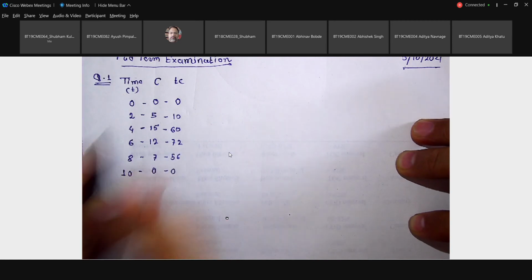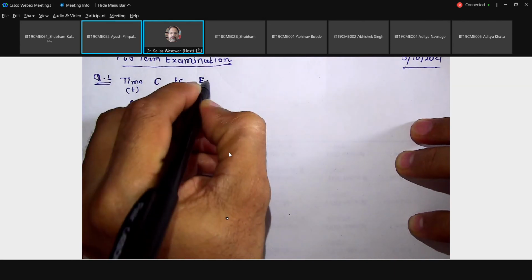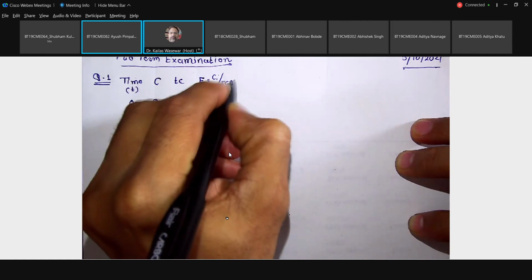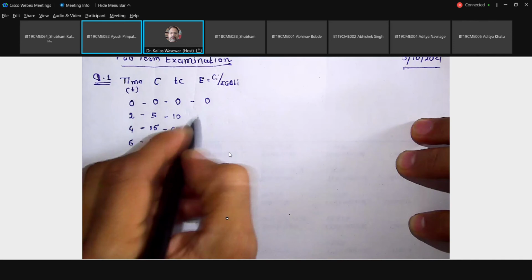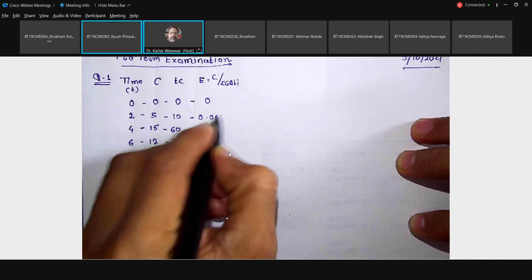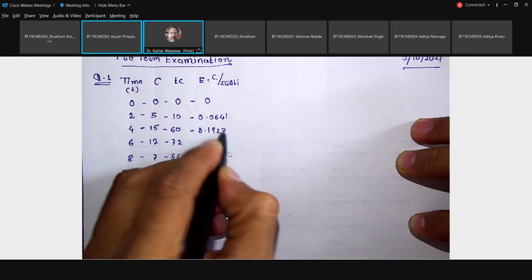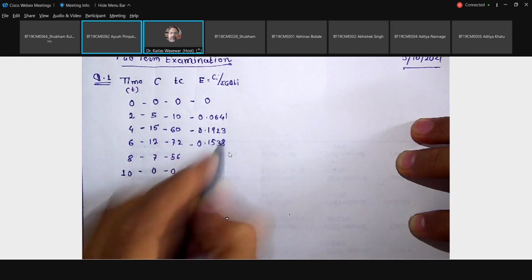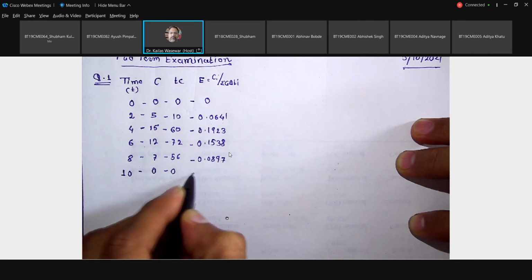You also need the E, which is equal to C upon summation of Ci delta T. So this will be 0.0641, 0.1923, 0.1538, 0.0897. Last is the 0.